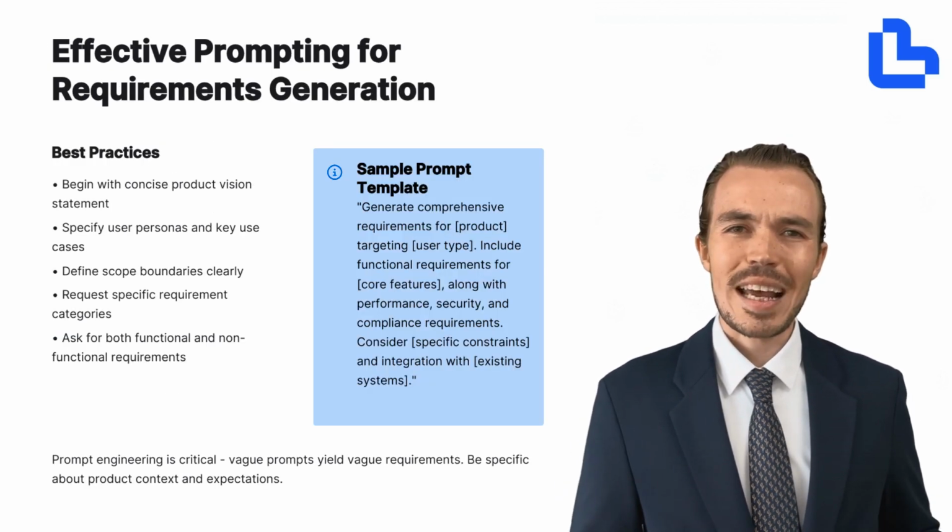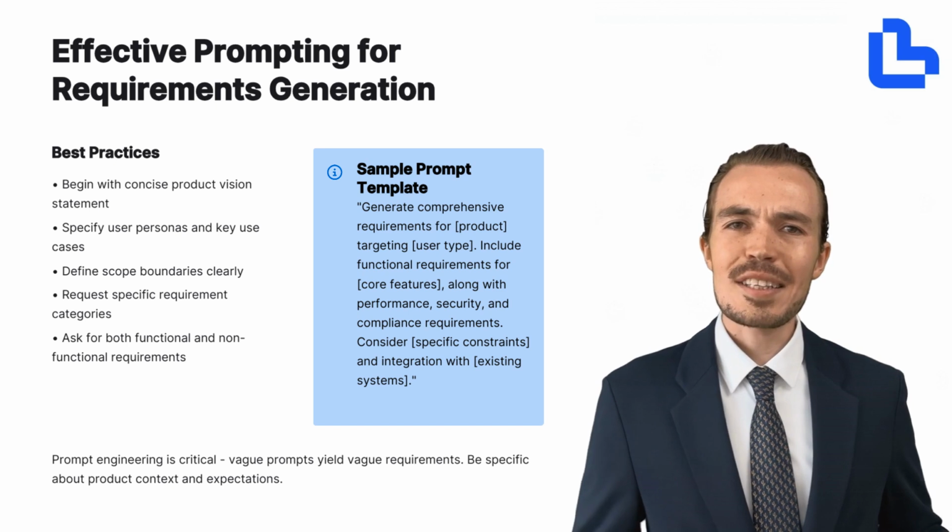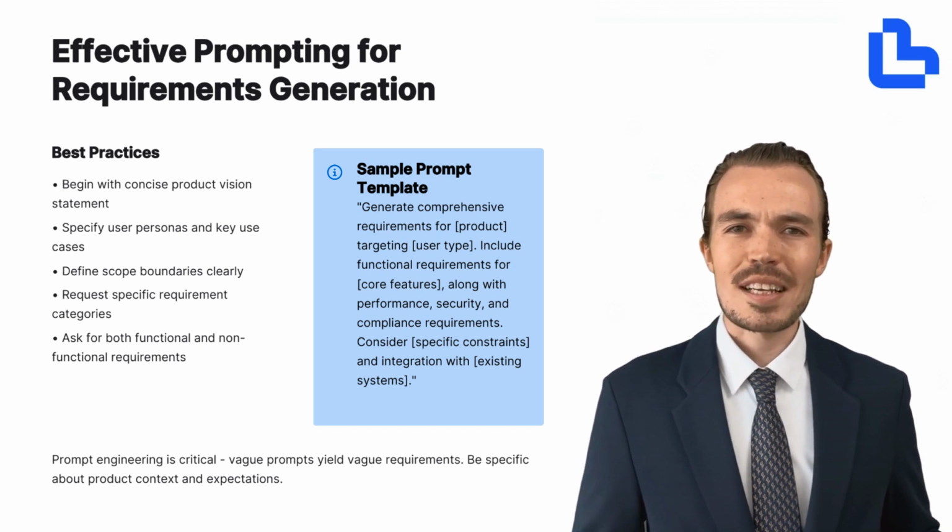To get the most out of AI in requirements engineering, it all starts with the prompt. The quality of the AI's output is directly tied to the clarity and specificity of the input you provide. That's why effective prompting is not just helpful, it's essential.